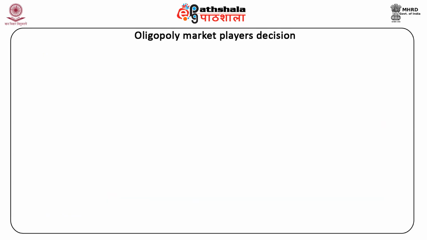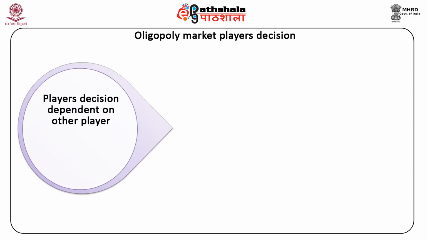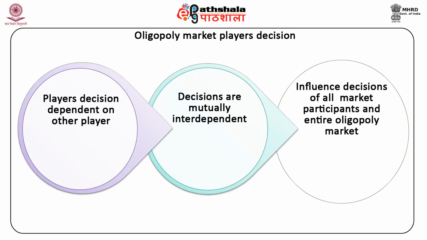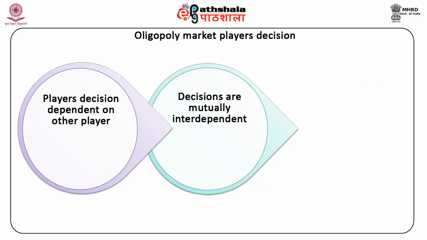Hence, in the oligopoly market structure, each player's decision is dependent on the decision of the other players, though in a different way according to different models as has been discussed above, but the main characteristic is that their decisions are mutually interdependent and influence the decisions of all other market participants and thus the entire oligopoly market.